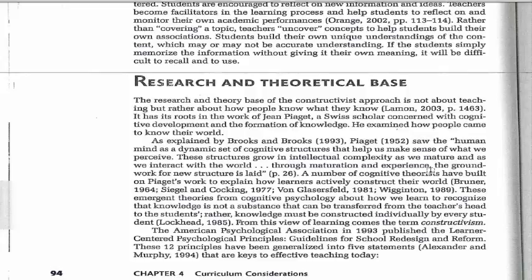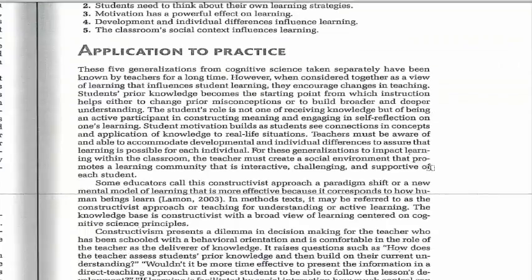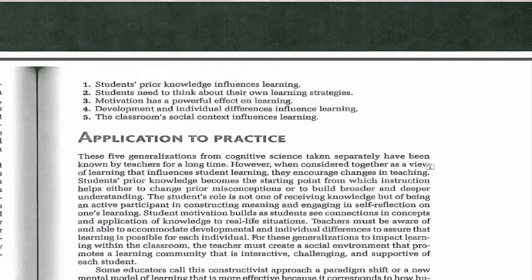The American Psychological Association in 1993 published the Learning-Centered Psychological Principles. These 5 generalizations from cognitive science, taken separately, have been known by teachers for a long time. And look at these 5. Students' prior knowledge influences their learning. Look at this number 5 right here: prior knowledge influences learning. Students need to think about their own learning strategies. Motivation has a powerful effect on learning, which we saw in the other one. Development and individual differences influence learning. The classroom social context influences learning.